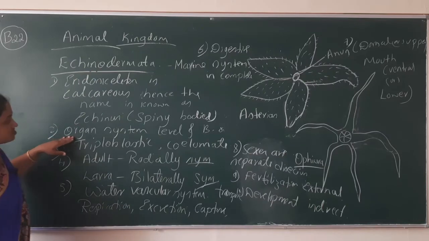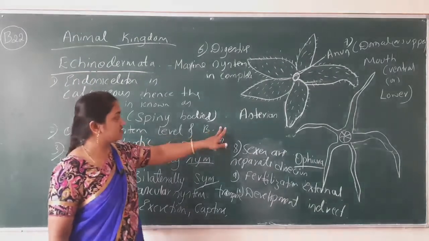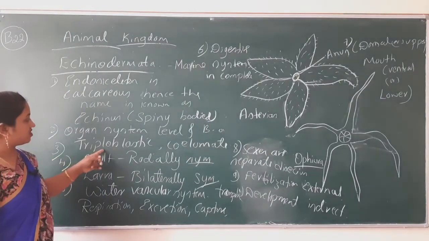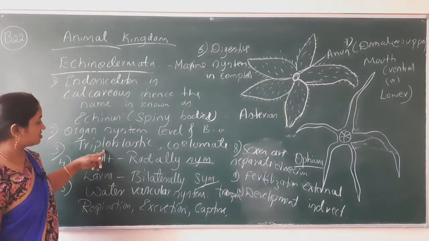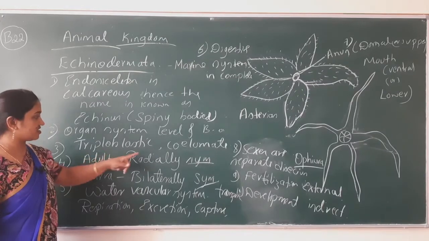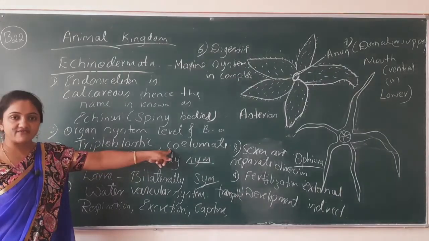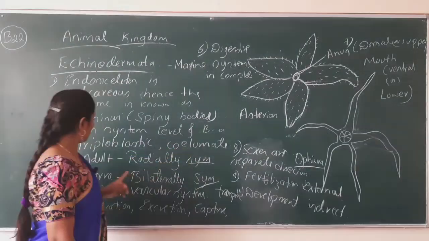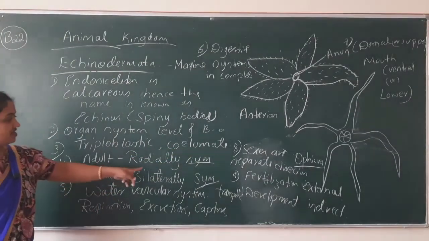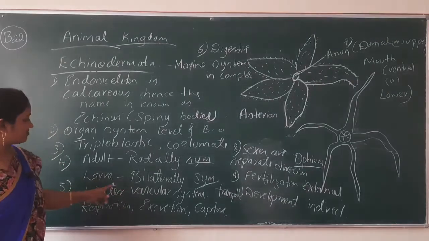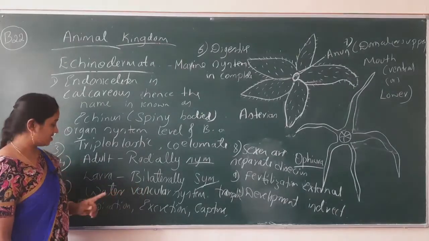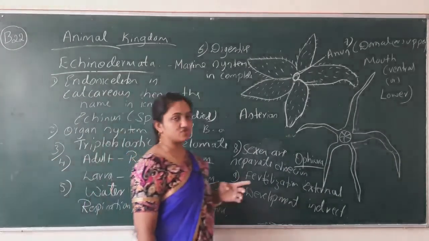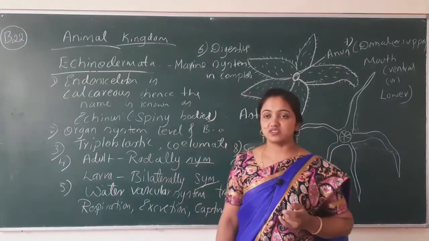They have an organ system level of body organization. It means they have organ systems. The body has three germ layers, so it is triploblastic. They have a true body cavity, that's why it is known as coelomate. The adults are radially symmetrical and the larvae are bilaterally symmetrical. And they have a special unique feature known as the water vascular system.